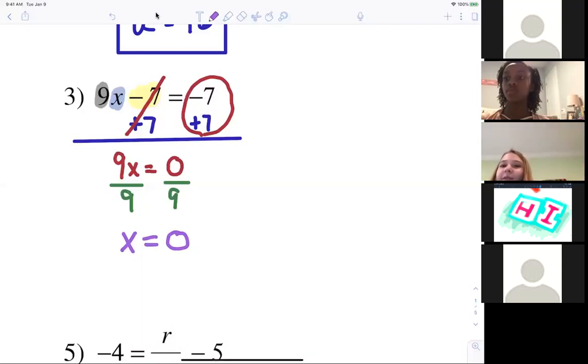Let's hear it. So when you're dividing, could you divide 9x by 9 over 9, but then could you divide 0 by just the division sign and then 9? That's what we did. 9 divided by 9 is 1.